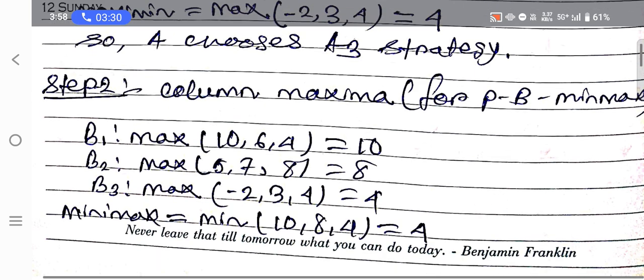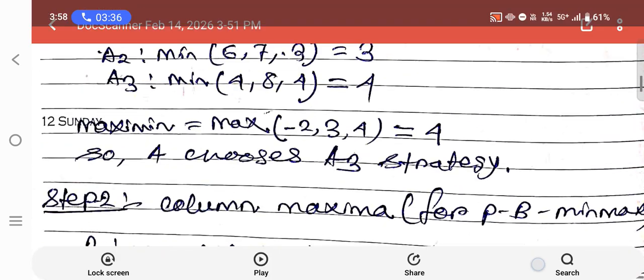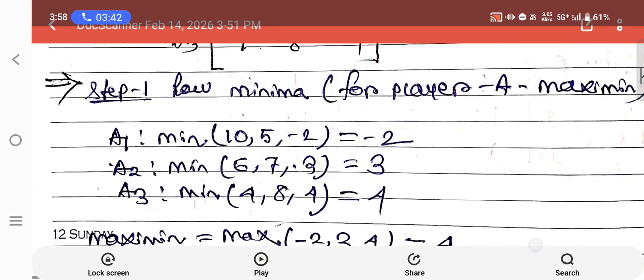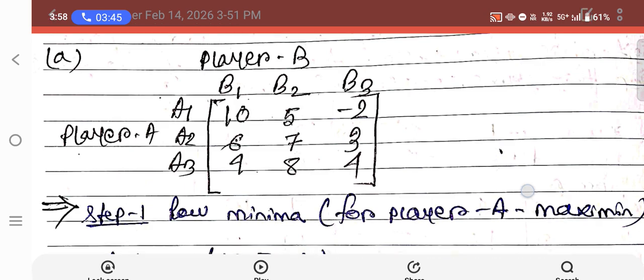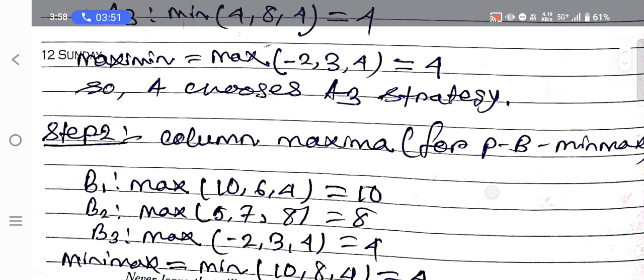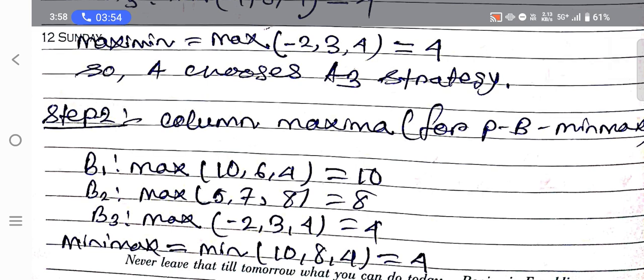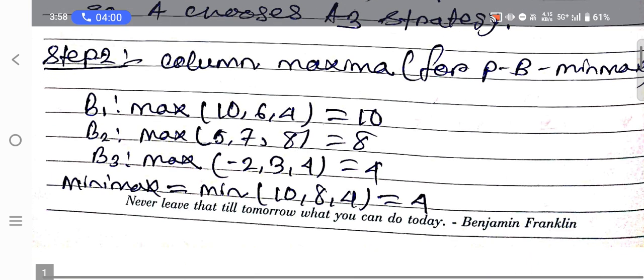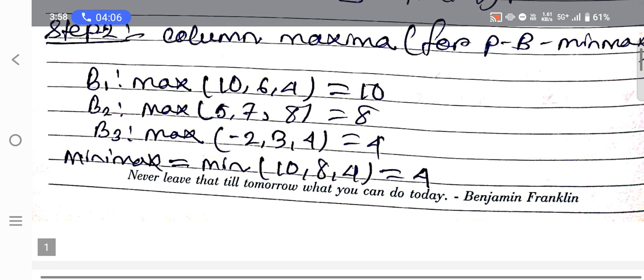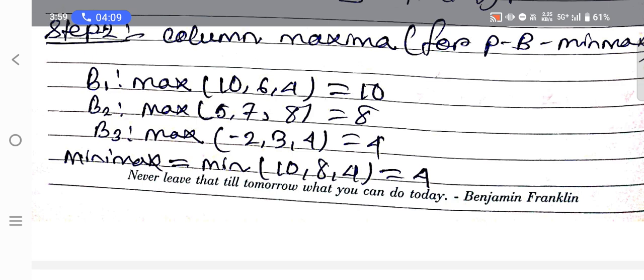Step 2, the column maxima for player B, the minimax. Here we take the maximum along the columns. For column B1, the values are 10, 6 and 4, so the maximum value is 10. For the second column, B2, the values are 5, 7, 8, and among these 8 is the maximum. For column B3 the maximum value is 4. The minimax value equals the minimum of all the column maxima, which is equal to 4.